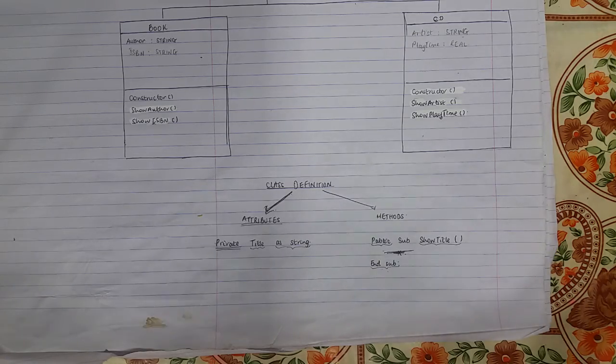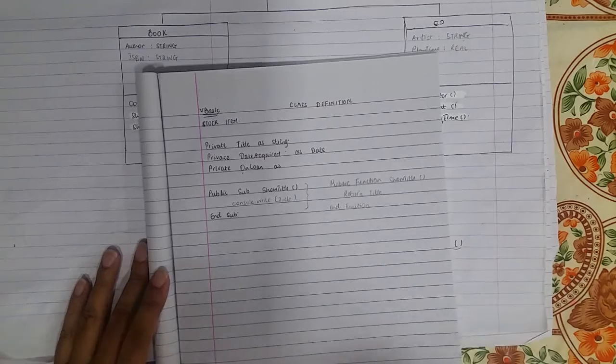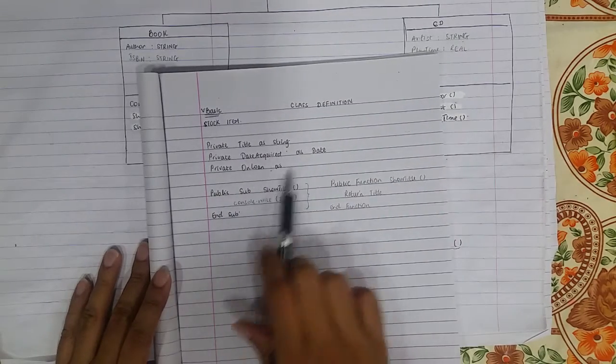I have done the clause definition for the attributes. When we need one private, so one attribute name and their data type.